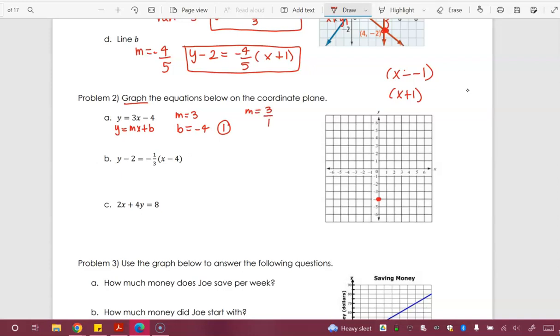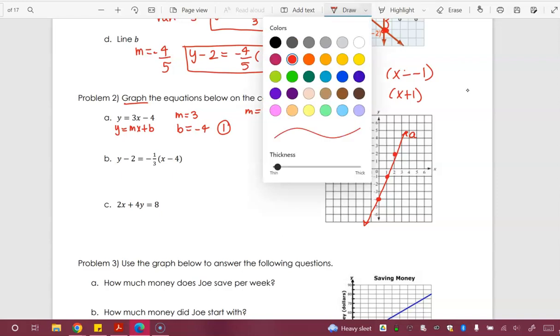Remember, whole numbers have a denominator of 1. So my rise is 3, 1, 2, 3, and I run 1. I can do it again, rise 1, 2, 3, and I run 1. And here's my graph for A. I'll label it A.